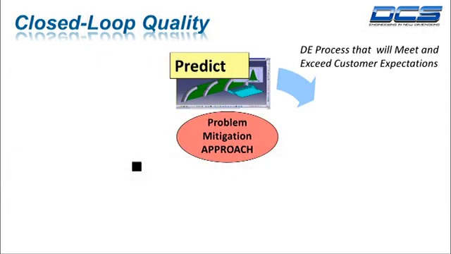So the closed loop approach to quality, from the standpoint of how DCS thinks about this, starts very early in the engineering phase, and it centers around the prediction, through the use of simulation, of what the issues are going to be, where problems are going to occur, and how they can be addressed in order to try to alleviate or minimize problems before they occur in the plant.